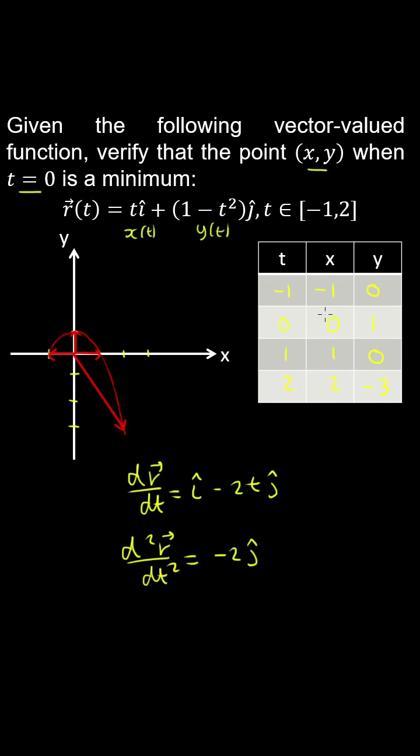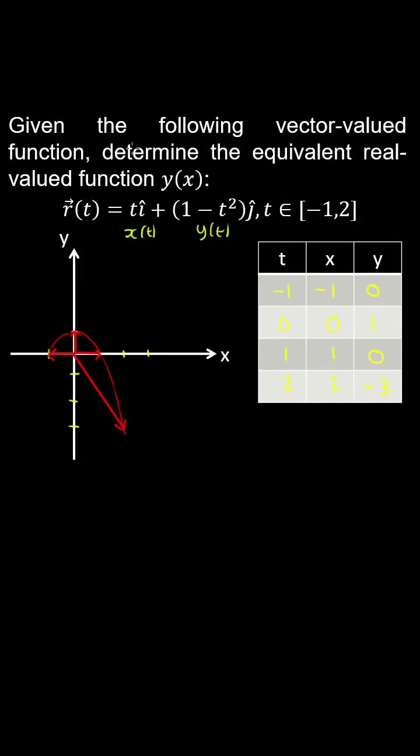So when t equals 0, which is described by this point at 0, 1, we can see that the tangent vector described by the derivative is in the horizontal direction, and the vector of the second derivative points downwards at this point. So because this vector points downwards, then this point is not a minimum, it's actually a maximum.